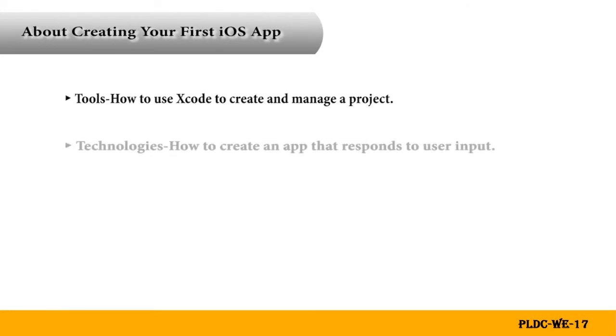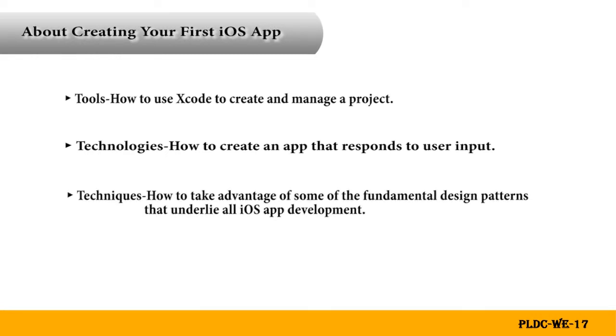Your First iOS App introduces you to the 3 T's of iOS app development. The first one is Tools. In this section we check how to use Xcode to create and manage a project. Second one is Technologies. In this part we check how to create an app that responds to user input. And the last one is Techniques. In this section, how to take advantage of some of the fundamental design patterns that underlie all iOS app development.